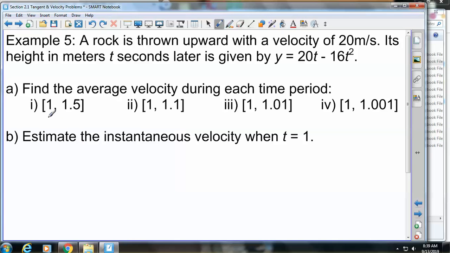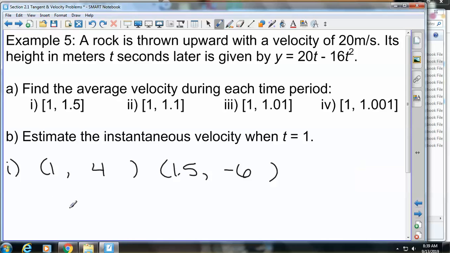This is not an ordered pair. This is a time period. It's saying between those. So it's saying 1 is an x value, and then 1.5 is an x. How am I going to get the y values that correspond to those? Plug them into the equation. So 20 times 1 minus 16 times 1 squared, and that gives us 4. Okay, when I plug in a 1.5, I get negative 6.